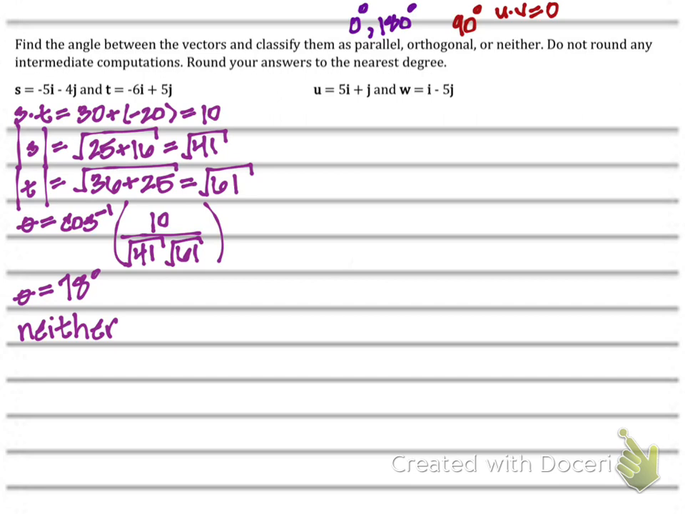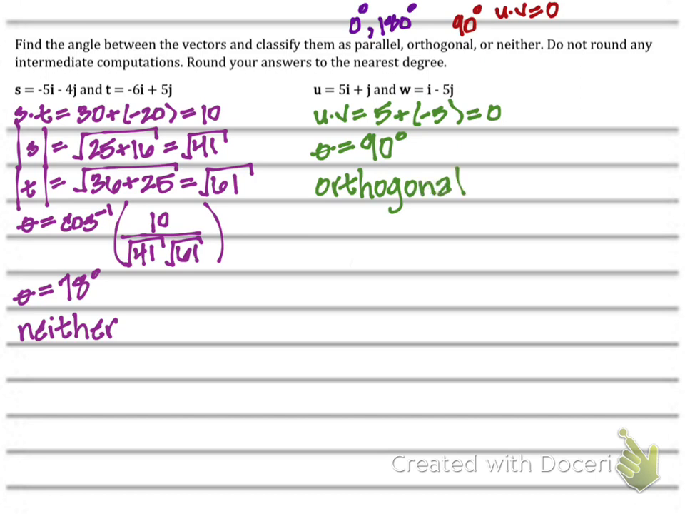All right, so here let's do u dot v. 5 times 1 is 5 plus -5. Woohoo! That's 0, right? If u dot v is 0, we already know that theta is 90 degrees, which makes those vectors orthogonal. If you had gone through and typed in inverse cosine of 0, you would get 90, right?